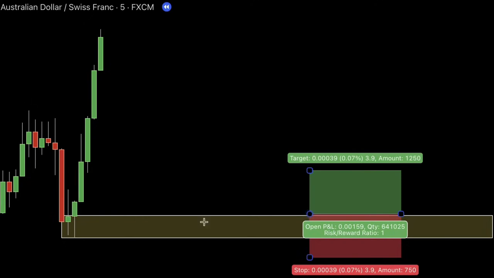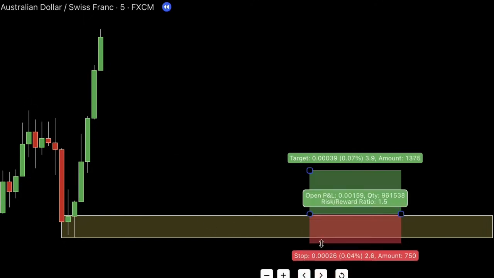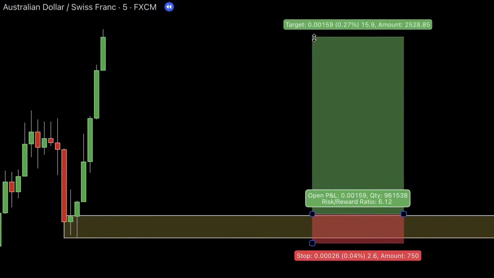Finally, let's evaluate the risk-to-reward ratio. The zone offers a favorable 3-to-1 risk-to-reward ratio, which is exactly what we want in a quality trade. Now that we've qualified the zone, let's see what happens when the market approaches it.